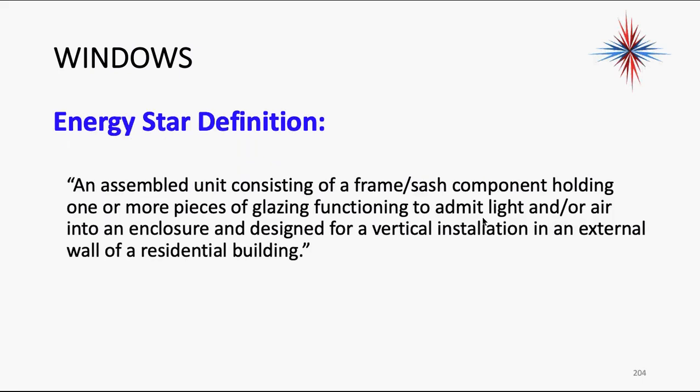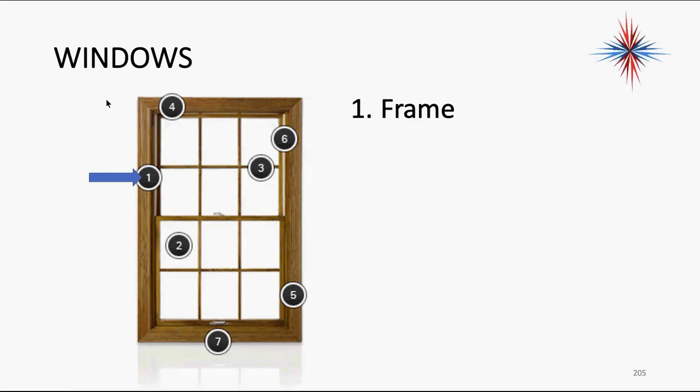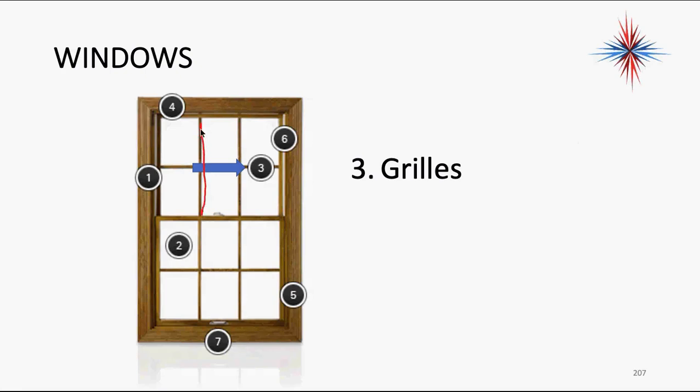Now, Energy Star has a definition of windows. It's an assembled unit consisting of a frame and sash component holding 1 or more pieces of glazing, functioning to admit light and air. I don't know why Energy Star needed its own definition. But the parts of the window we're worried about: the frame, the glass, and any grills that go through here. Remember I said something about thermal bridging? These grills, if they're metal, can be a thermal bridge.